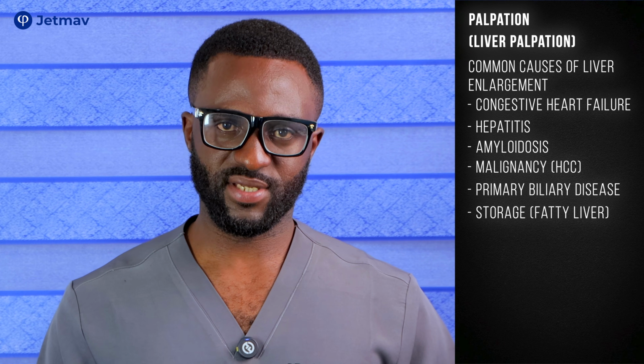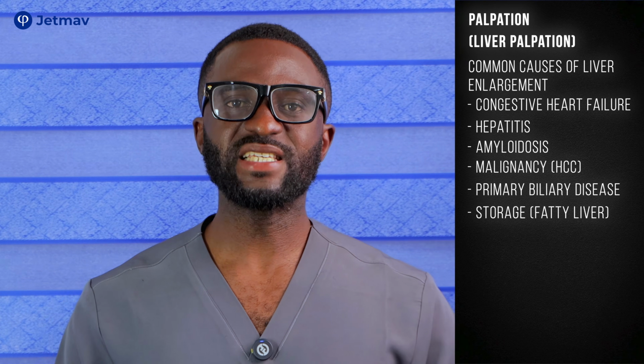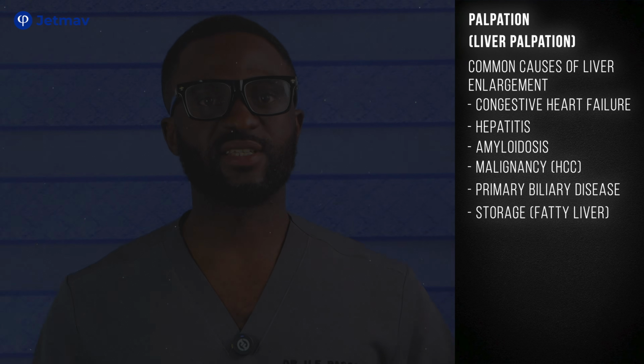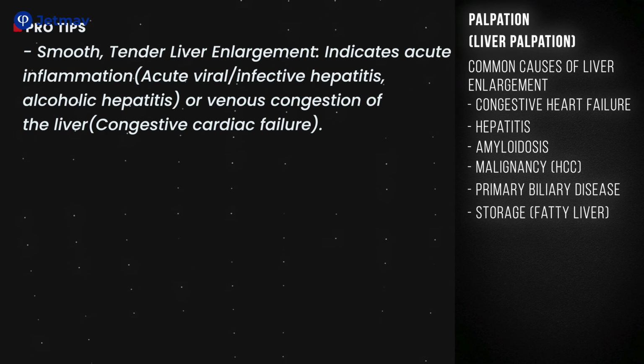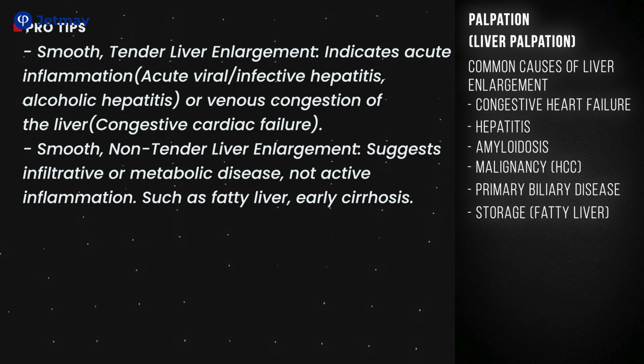Then there are some pro tips I want you to keep in mind. Things that will help you make your diagnosis. If you have a smooth, tender liver, it actually indicates an acute inflammation. And this acute inflammation can be seen in acute viral or infective hepatitis. It can also be seen in alcoholic hepatitis or venous congestion of the liver, as seen in congestive cardiac failure. But if you have a smooth, non-tender liver enlargement, it suggests infiltrative or metabolic disease, not active inflammation.